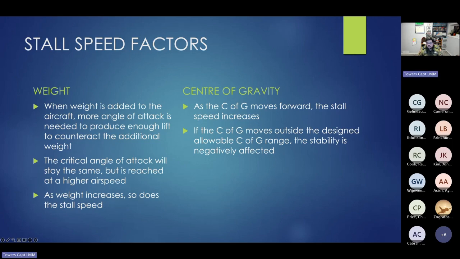And then when it comes to the center of gravity, as the center of gravity moves forward, the stall speed will increase. If the center of gravity moves outside the designated allowable center of gravity range, the stability is negatively affected.